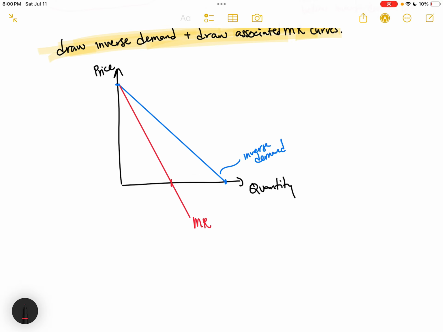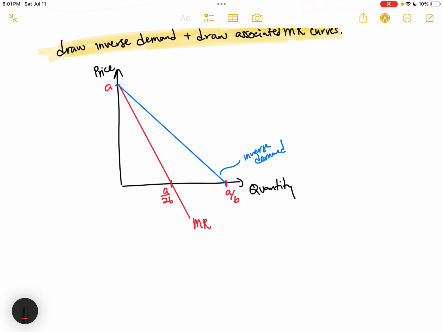Okay, so to have this video go fast, I drew them for us, and well, they have the same intercept, right? So this will be A, and what will be here? Well, this will be A over B, right? That intercept is A over B, and this one here is A over 2B. And on that note, the video is done.